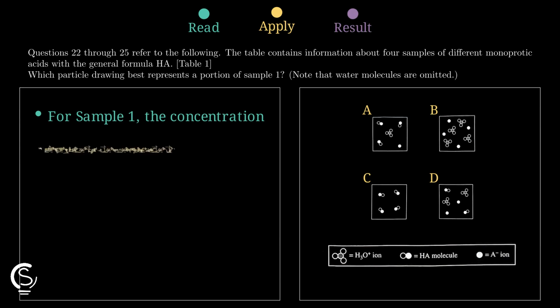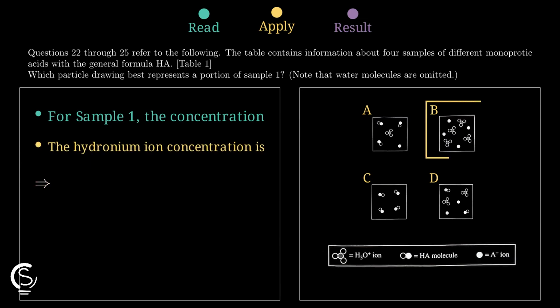Since ionization is only partial, the right picture must show mostly HA with fewer ions, and that balance matches option B.